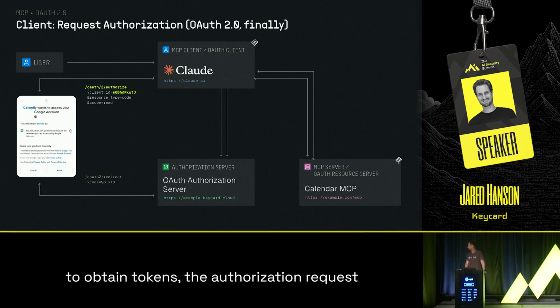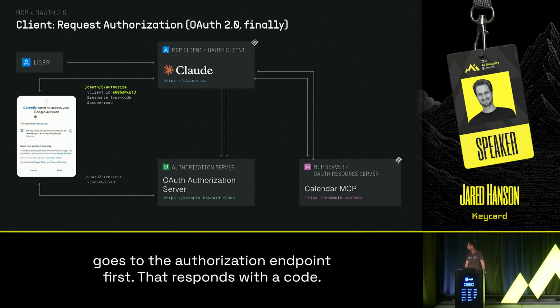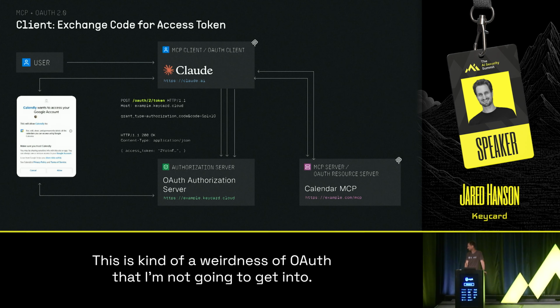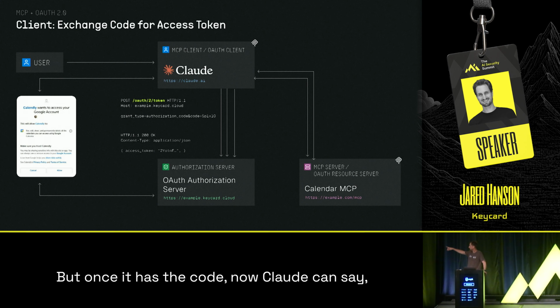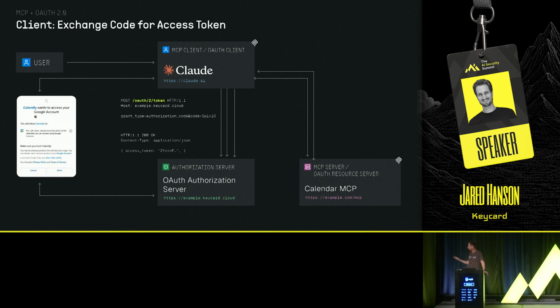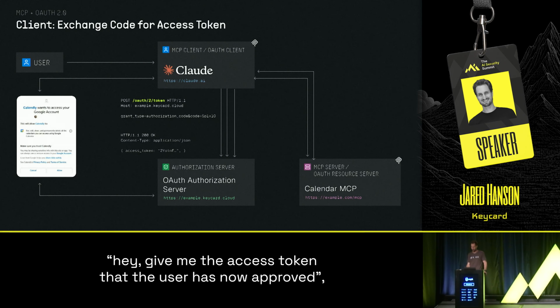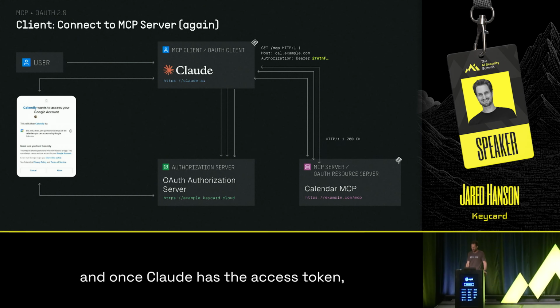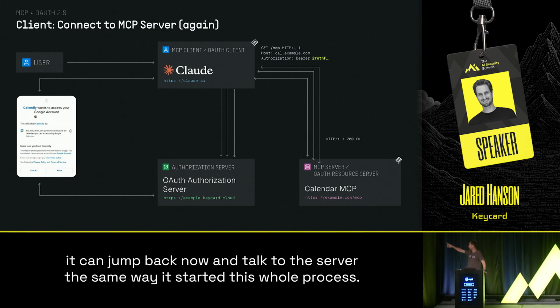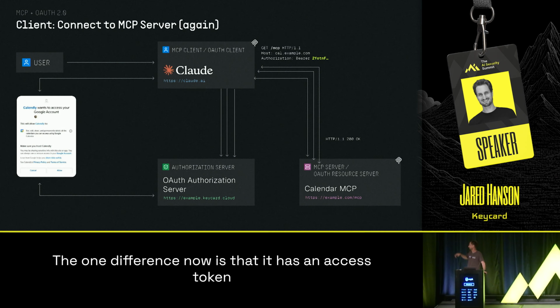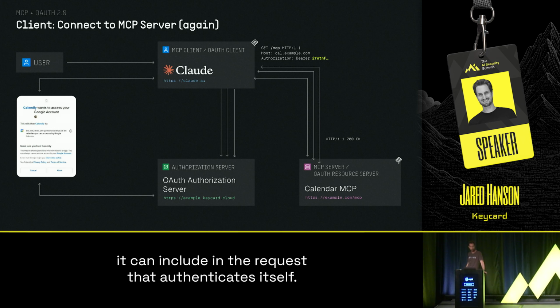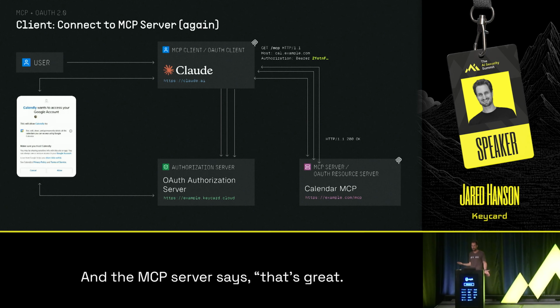The authorization request goes to the authorization endpoint first. That responds with a code. This is kind of a weirdness of OAuth that I'm not going to get into. But once it has the code, now Claude can say, hey, give me the access token that the user has now approved. And once Claude has the access token, it can jump back and talk to the MCP server the same way it started this whole process. The one difference now is that it has an access token it can include in the request that authenticates itself, and the MCP server says, that's great, I will let you in now.